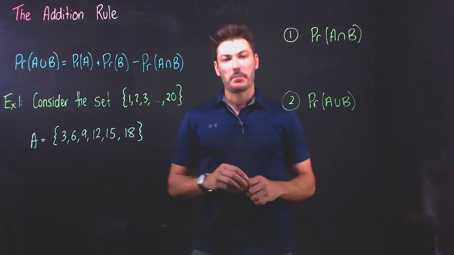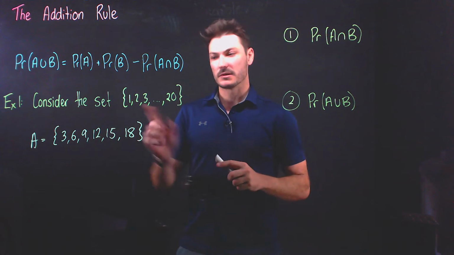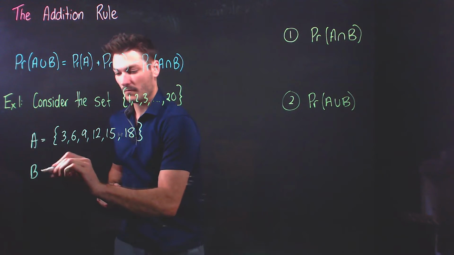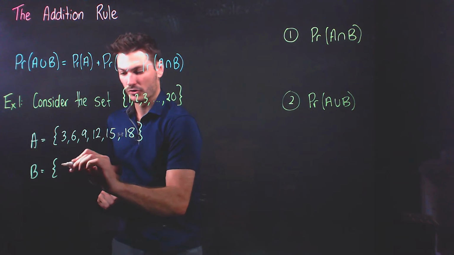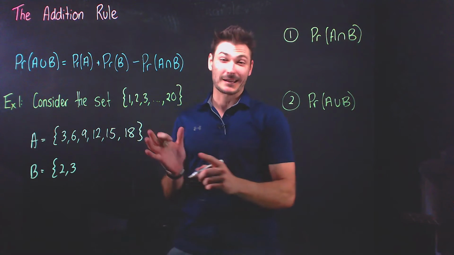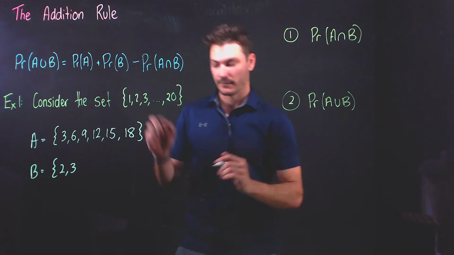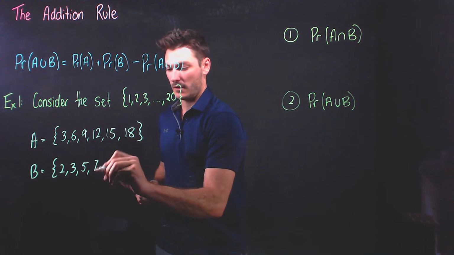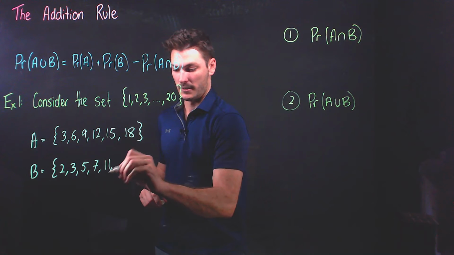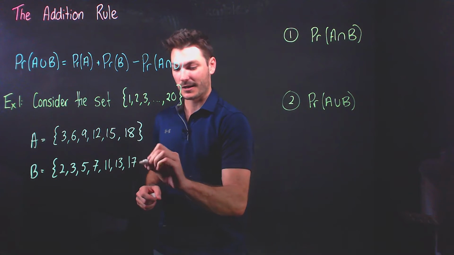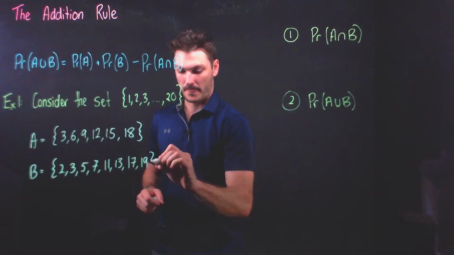And I'm going to say set B can be the set of all prime numbers within this larger set. So set B, we're going to have 2, 3. By the way, I'm not starting with 1 because 1's technically not prime, but that's a different video. 2, 3, 5, 7, 11, 13, not 14, not 15, not 16, 17, and 19.